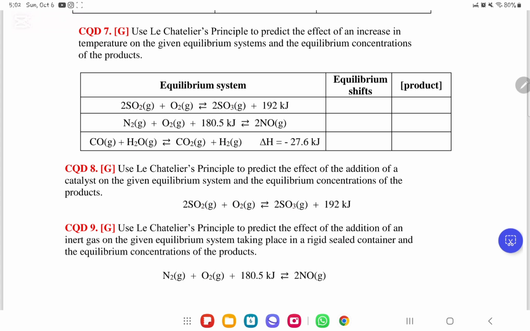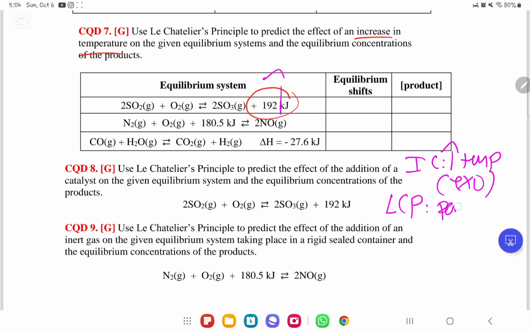CQD number 7. Use Le Chatelier's principle to predict the effect of an increase in temperature. So what's happening is an increase of temperature on the given equilibrium systems. If you notice here, we have the temperature on the product side. So we're going to increase the temperature; this is our imposed change, increase in temperature. Since it's in the products, it is exothermic.